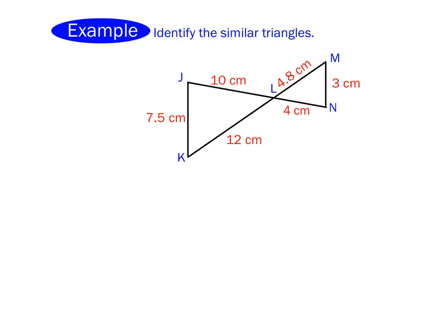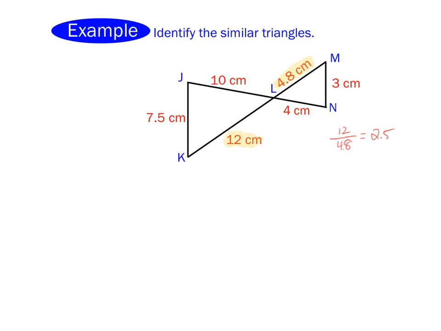If we take a look at the first triangle, the biggest side would be 12. Second triangle, the biggest side is 4.8. So we're going to divide those two and see what we get. 12 divided by 4.8 gives us 2.5. That's our ratio. So that means the sides on the left triangle, if the two triangles are similar, are 2.5 times bigger than the sides in the right triangle.